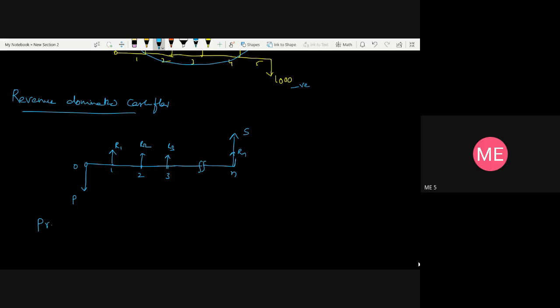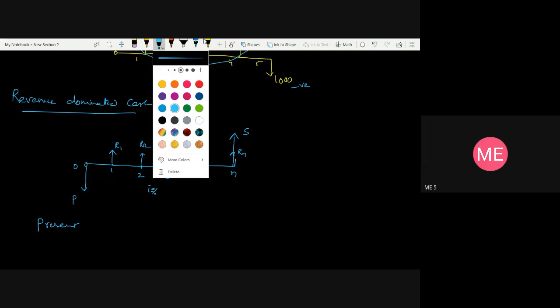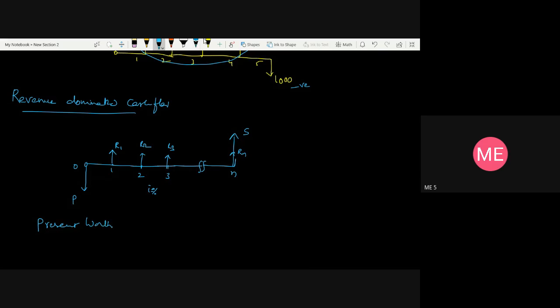So present worth of this alternative, where I is equal to some I percent. So in this case, the present worth will be calculated. Because it is a revenue dominated cash flow diagram, the cost will be taken as negative, and the remaining will be taken as positive. So here, P is the present value, so that present value will be treated as minus P, then plus for this cash flow diagram.